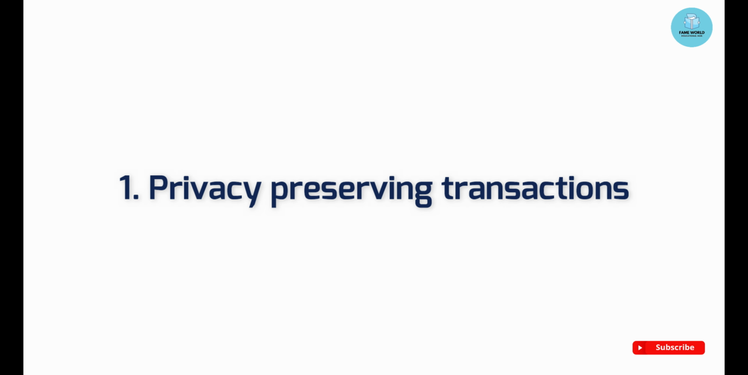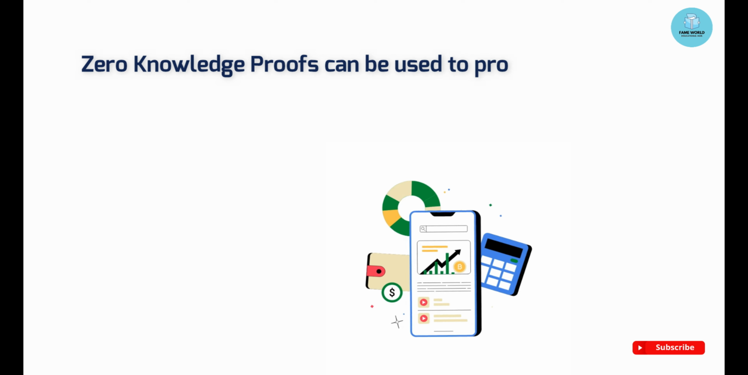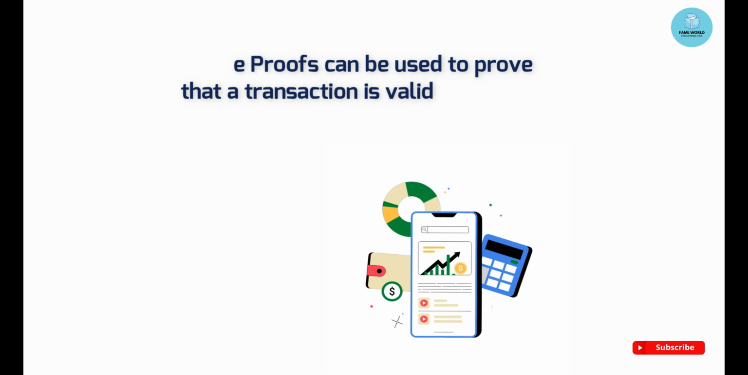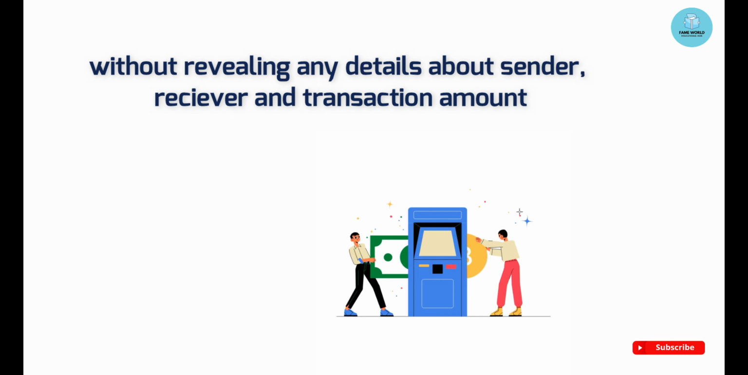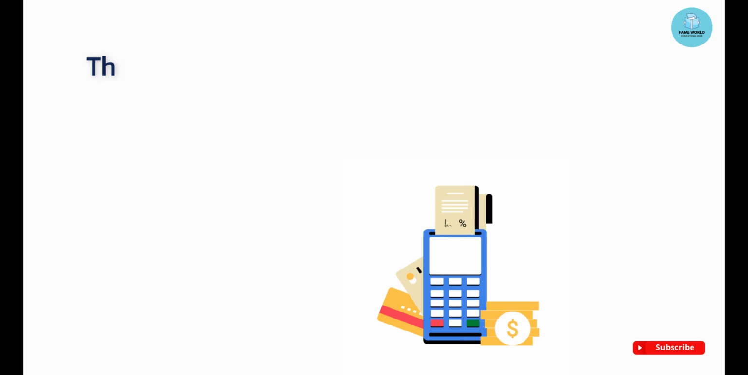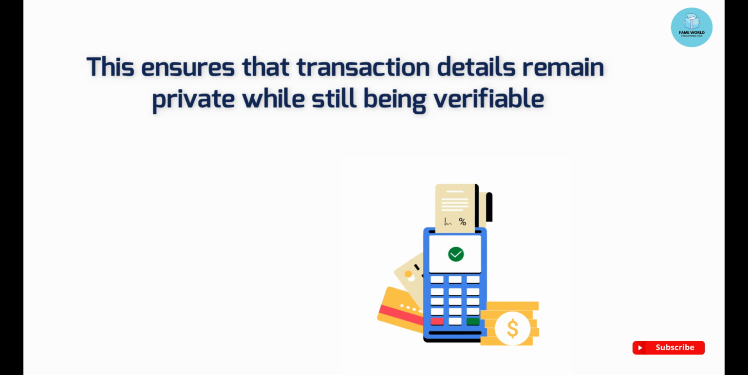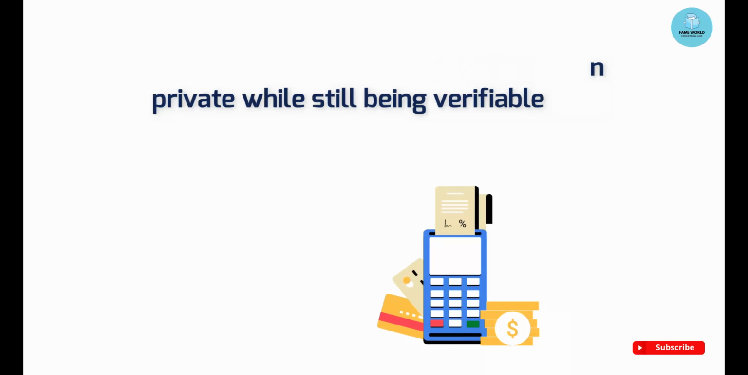Number 1. Privacy preserving transactions. Zero knowledge proofs can be used to prove that a transaction is valid without revealing any details about the sender, receiver, or transaction amount. This ensures that transaction details remain private while still being verifiable.